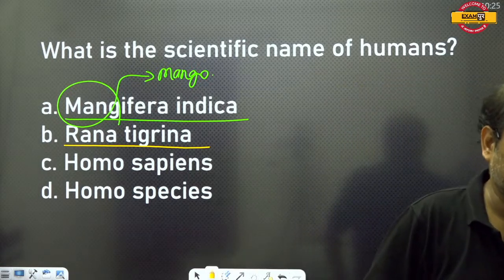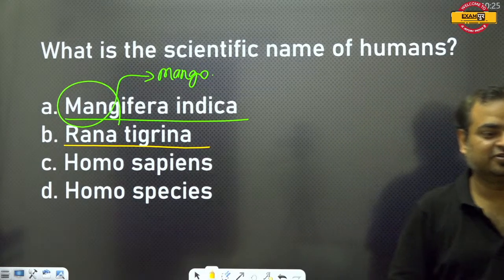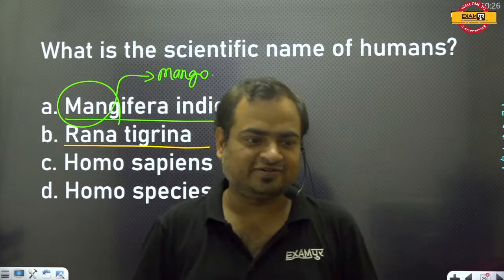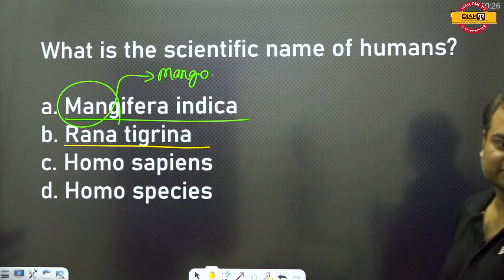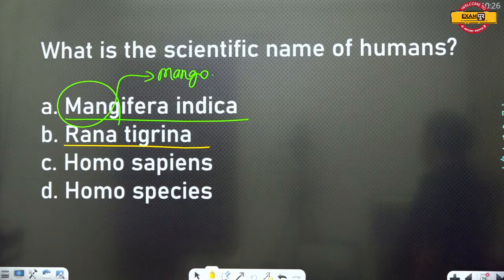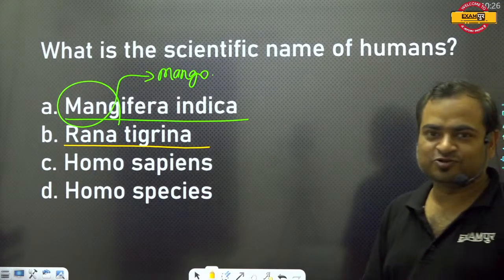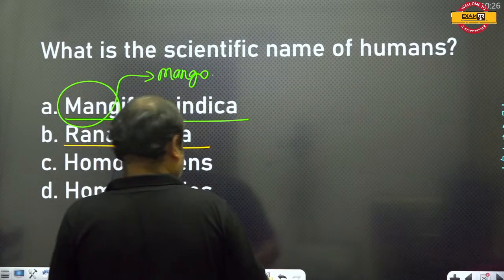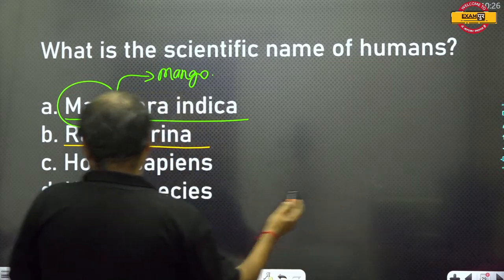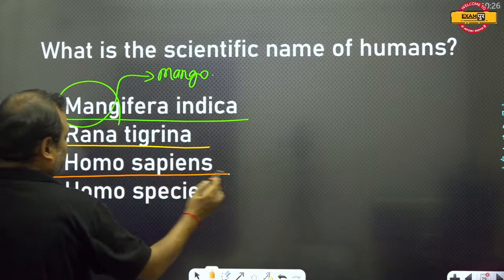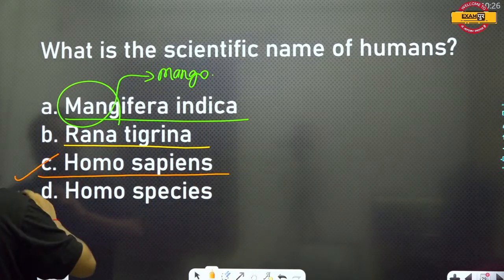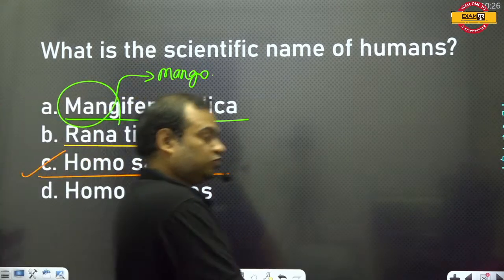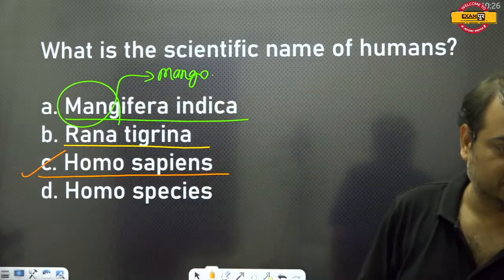Whose scientific name is Rana tigrina? Tell me. I think you guys don't know. You have just memorized the scientific name of humans, and that is the correct answer, Homo sapiens. But you all should know about the others also.